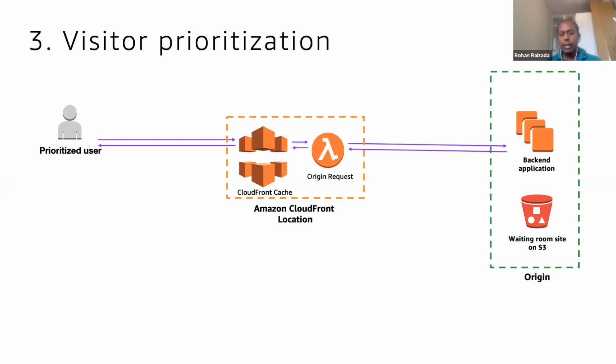And this cookie could in turn indicate whether this is a prioritized user or not. If they are a prioritized user, you could send them to the origin. And if they don't have the cookie, then maybe you can send them to a waiting room page for them to come back to the site again in some time when the time period has elapsed.